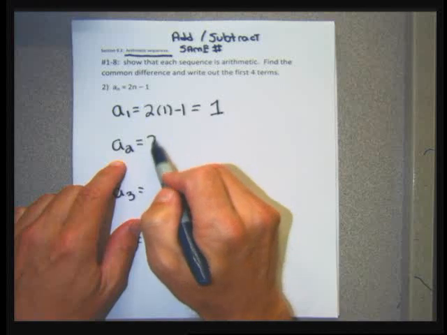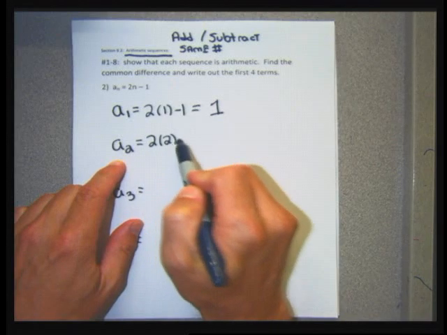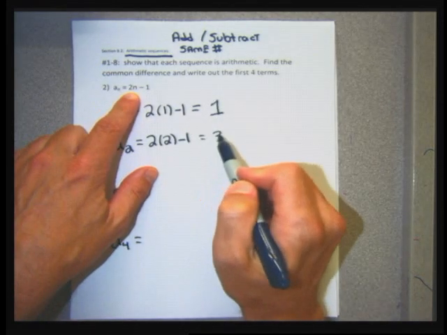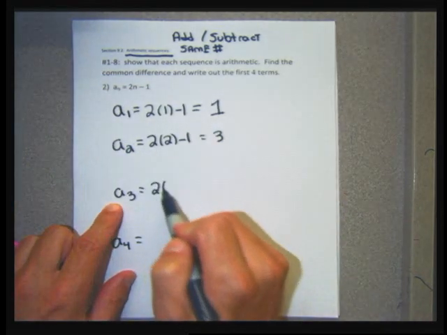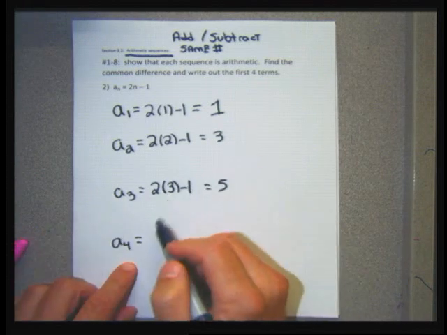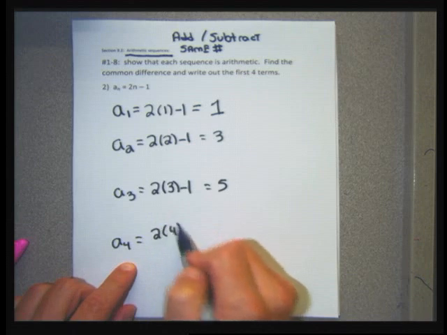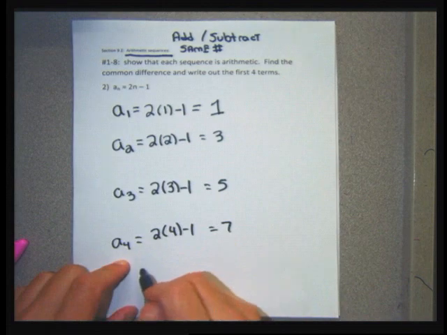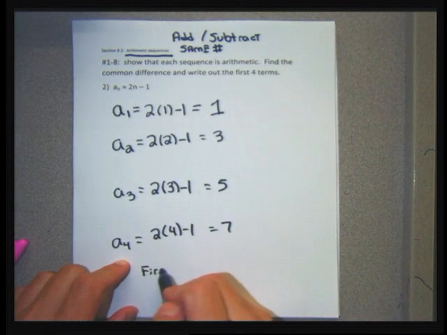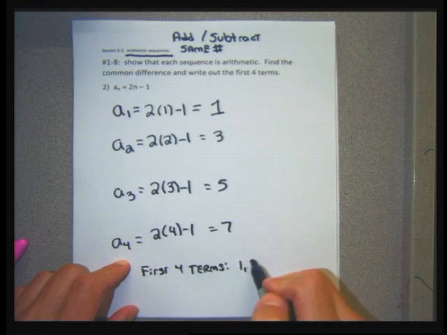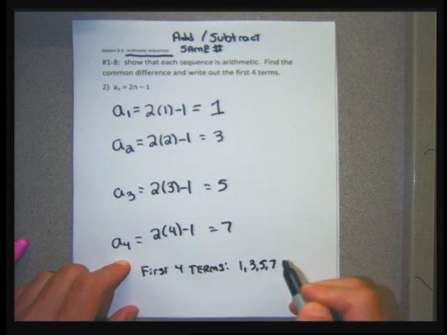The second term is going to be 2 times 2 minus 1, if I plug a 2 in for that n, which is 4 minus 1, which is 3. The third term is 2 times 3 minus 1, which is 6 minus 1, which is 5. And the fourth term, 2 times 4 minus 1, which is 8 minus 1, which is 7. So in my answer, I'm supposed to write the first four terms, and the first four terms are 1, 3, 5, and 7.